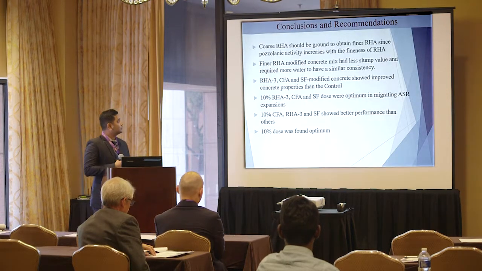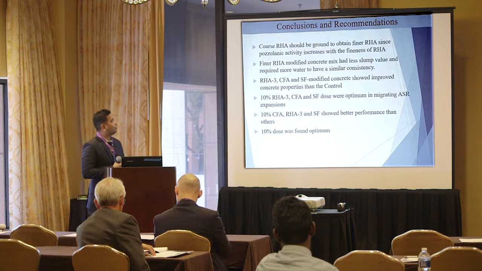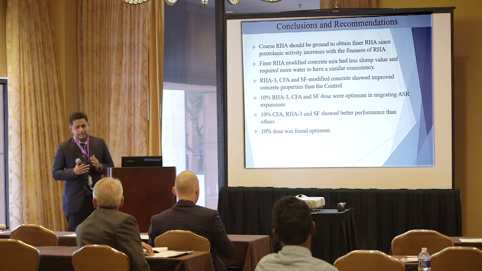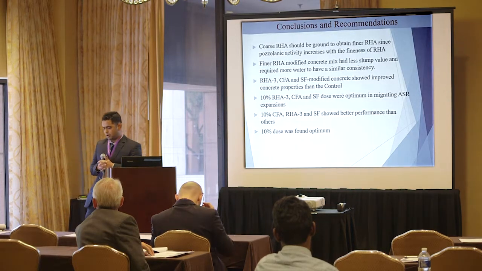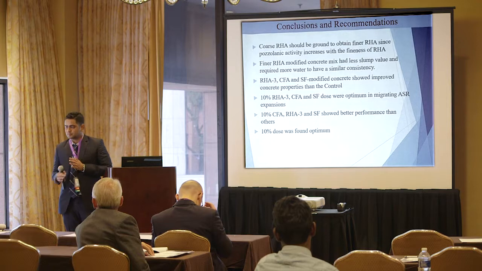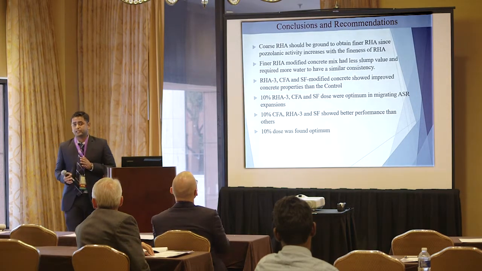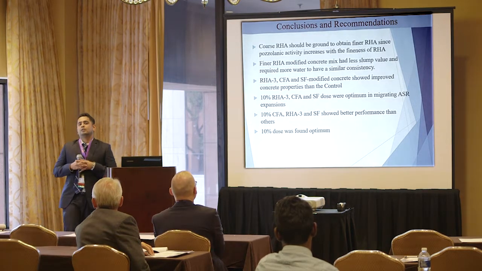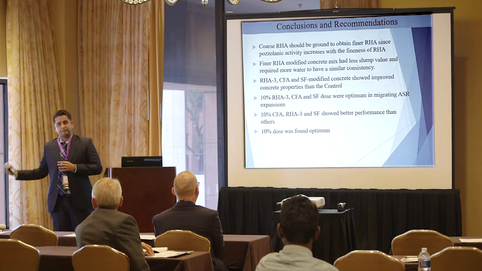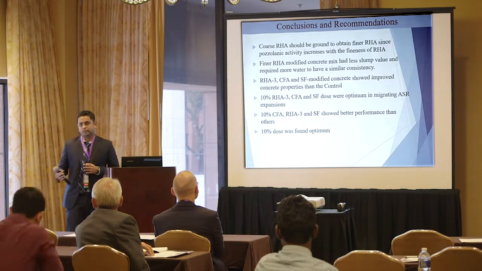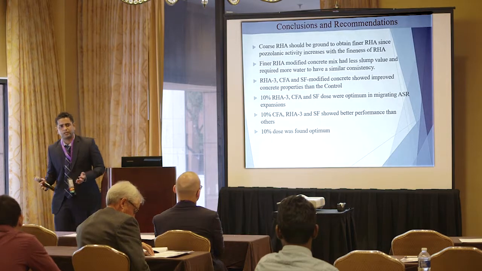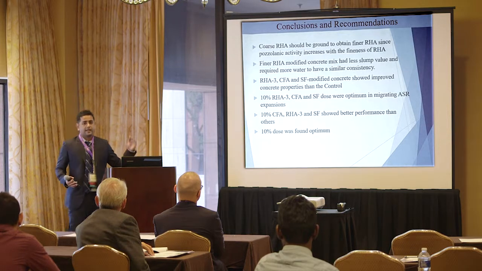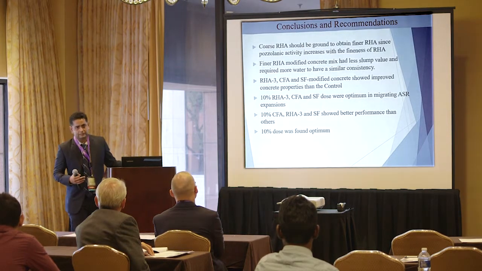And these are the conclusions. From the conclusions, we can say that the coarse RHA should be ground to obtain the finest RHA, and the coarse RHA should be avoided for regular concrete. But we can use it for other purposes, like low strength concrete, for example backfill concrete or floor work, where we need a huge amount of concrete but less strength and more economy. In that case, we can use that coarse RHA.